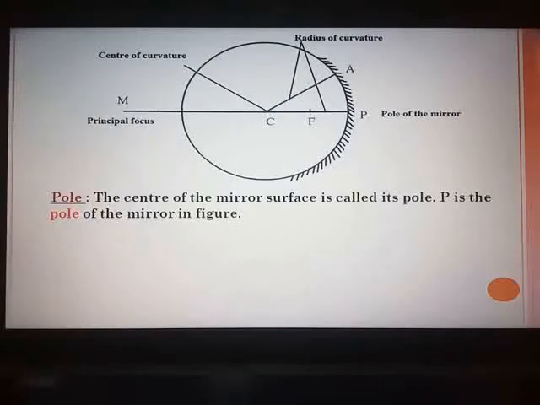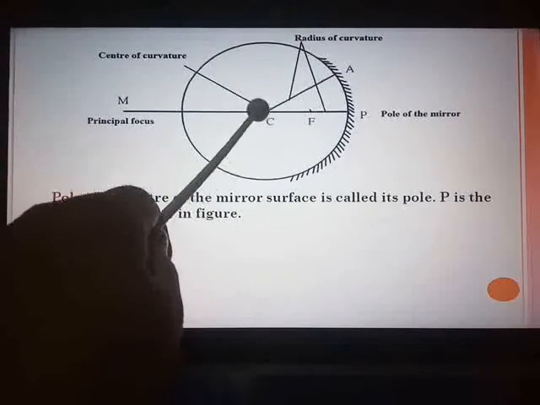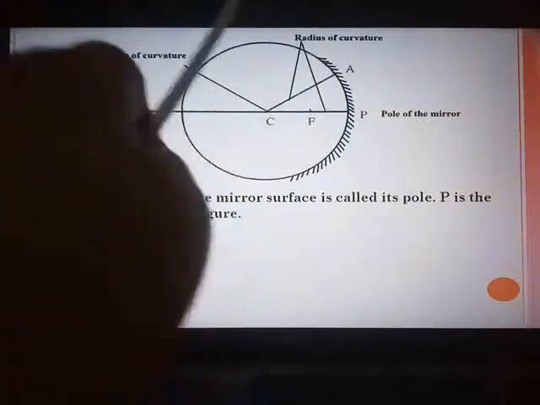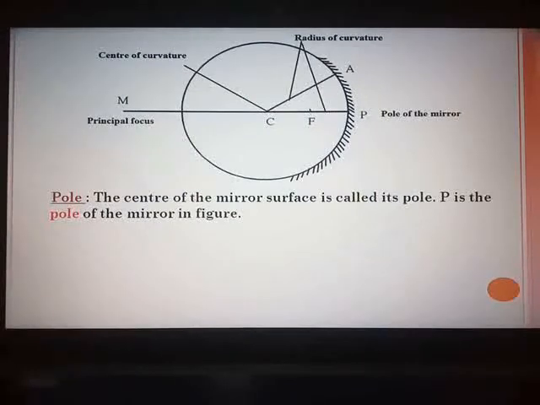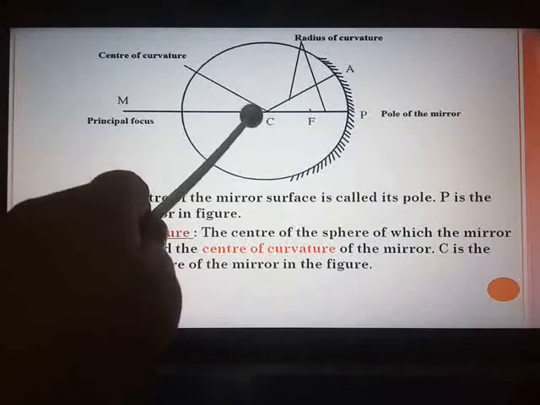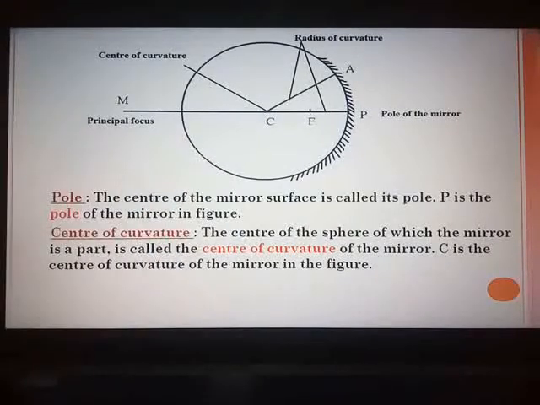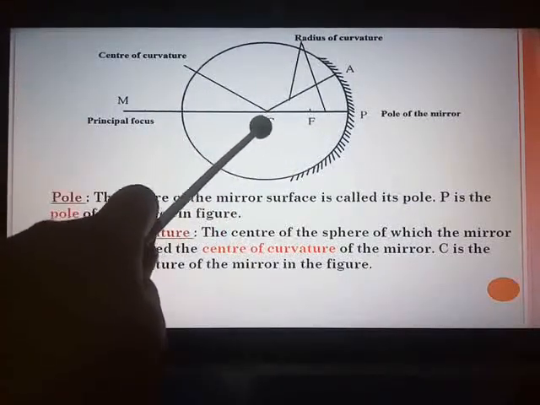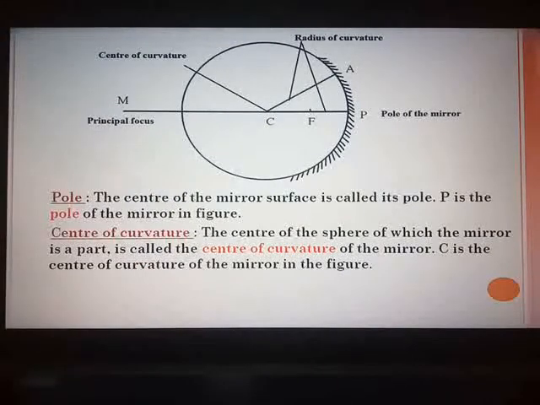Our second term is the center of curvature. You can see here in the center it is C. The center of the sphere of which the mirror is a part is called the center of curvature of the mirror, and it is denoted here as capital C. So the pole of the mirror is the center of the mirror surface, and the center of the sphere of which the mirror is a part is the center of curvature, represented by capital C. All these terms should be learnt by heart. They can be asked as true or false or direct definitions.